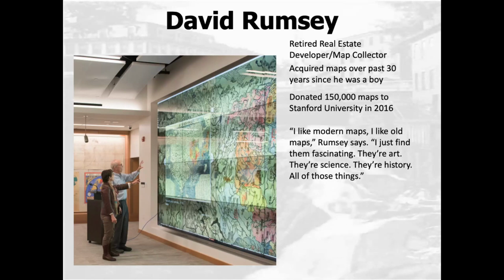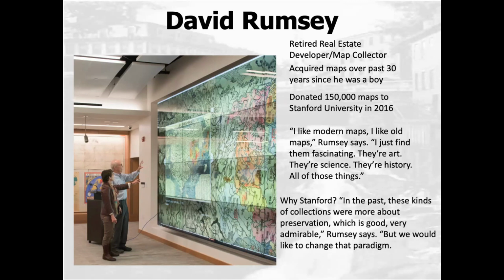There are 129,000 maps that have been digitized for the collection, so there are still quite a few that haven't been. It's an incredible place. If you go to the site, go ahead and do a tour of the actual map collection because it's really, really cool. And he says, I like modern maps, I like old maps.